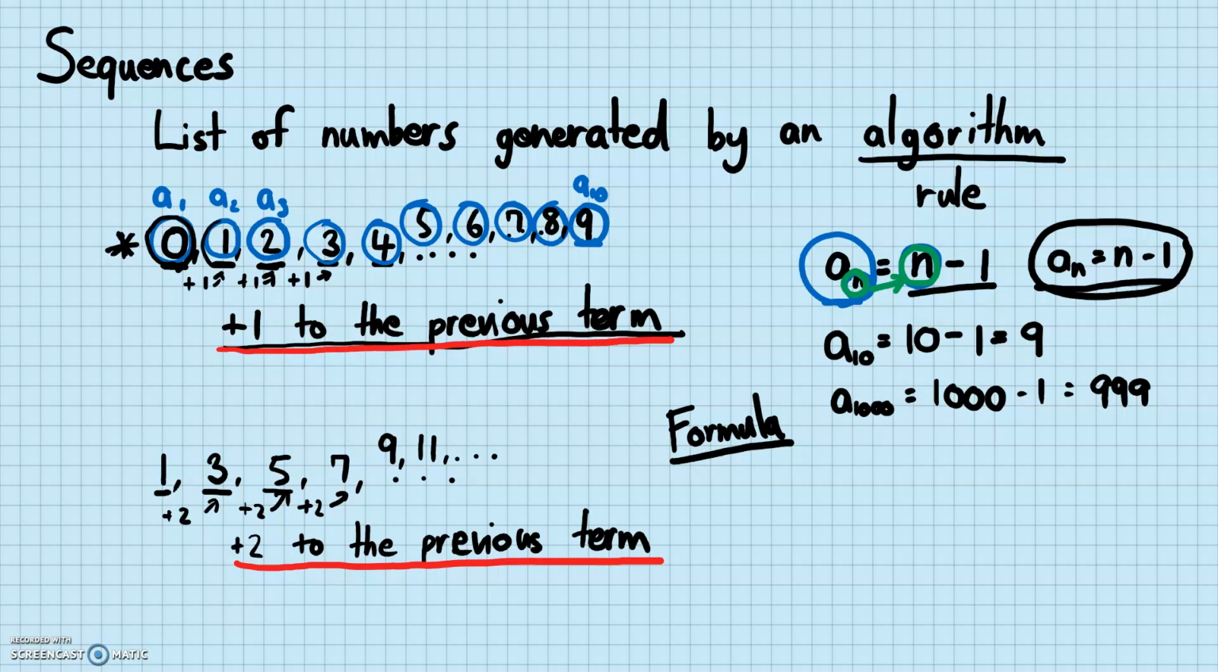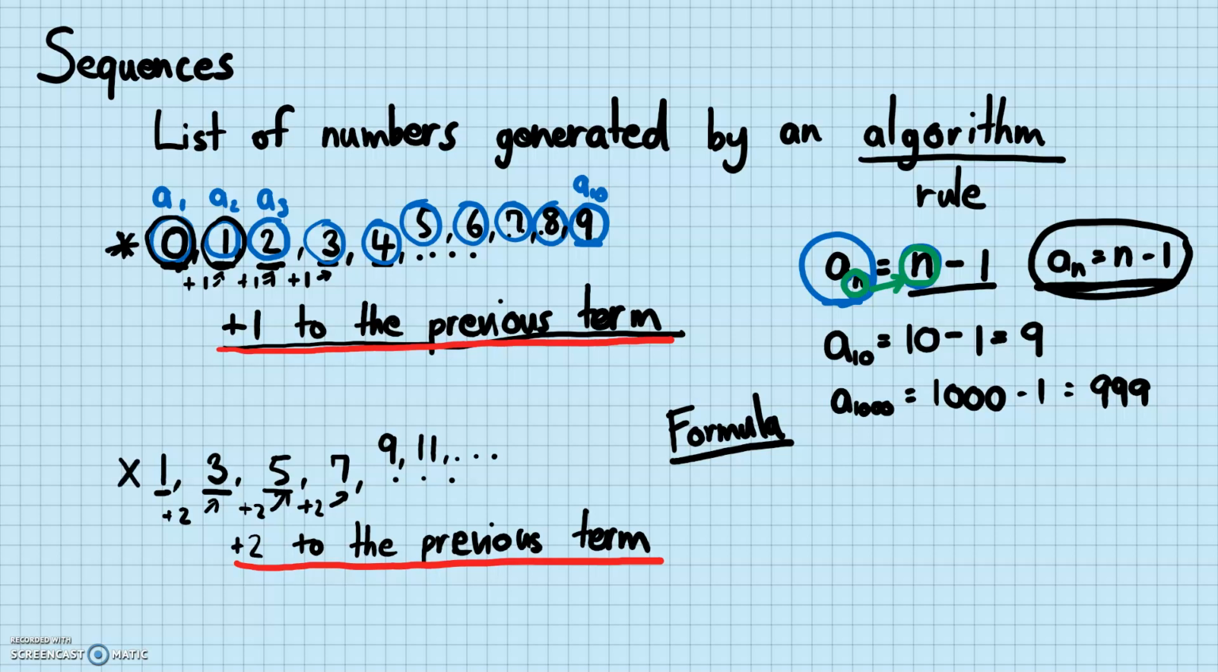Second term will be 1 less than that, 1, etc. Okay, so this was a very easy sequence. So you might think, oh, we didn't really need this formula. We could just deduce that it's 1 less than the term number and just find our term from there. So maybe we didn't need an algorithm for this one.